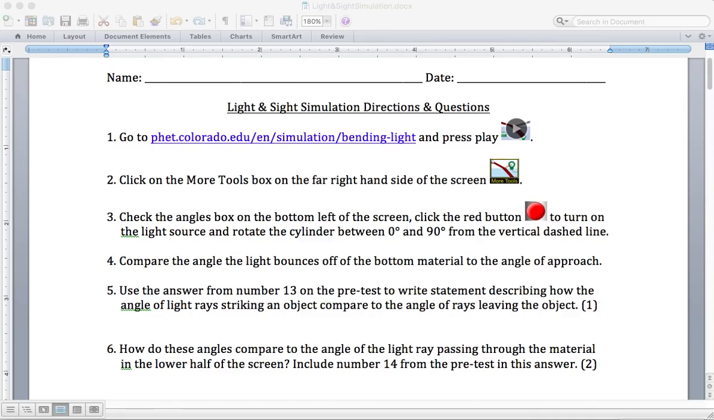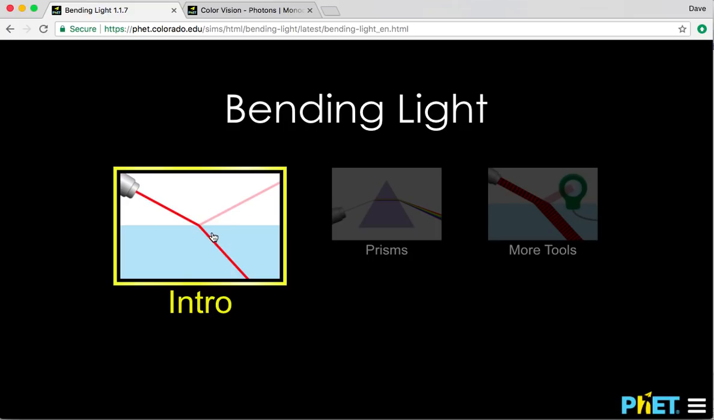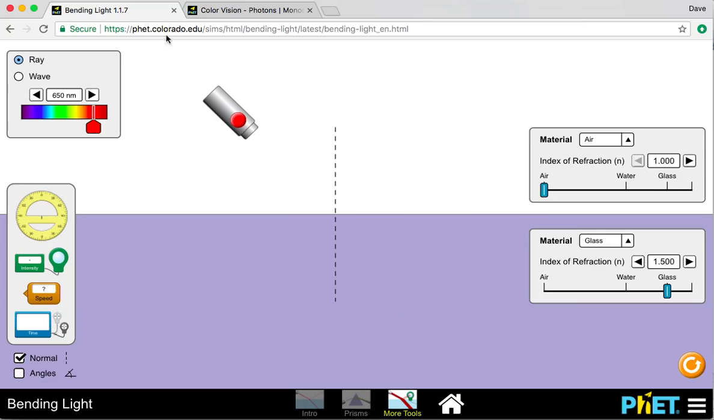Step two, I noticed a lot of you skipped right over this step. You probably just started clicking the first thing that you found, but if you did this intro box, you weren't able to see a lot of the things you were supposed to. So over here on the right, you got to click the More Tools box.